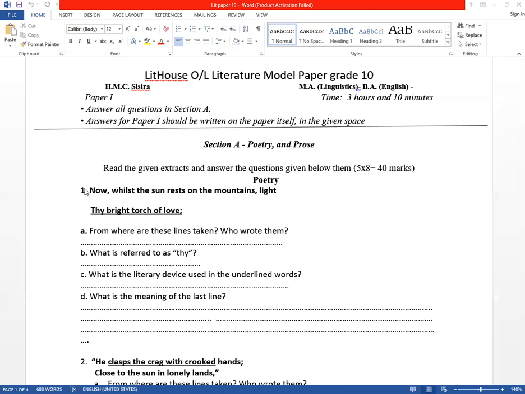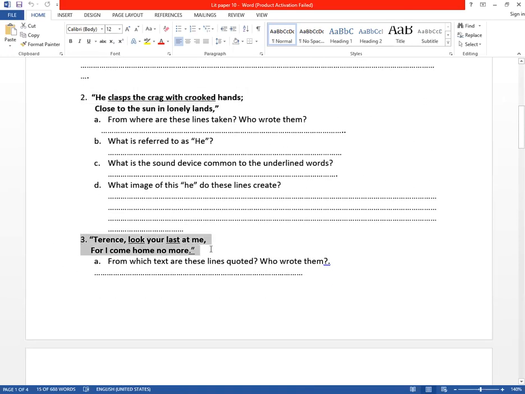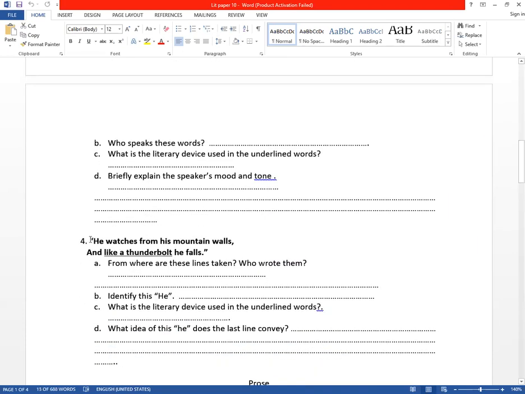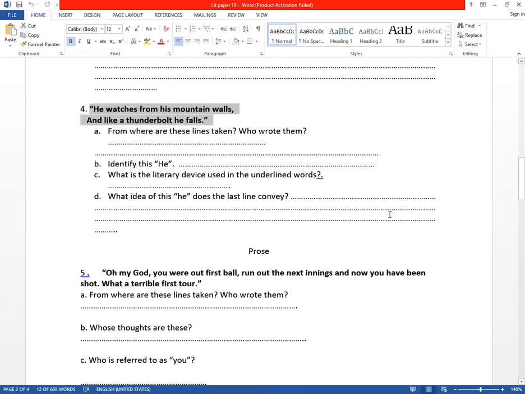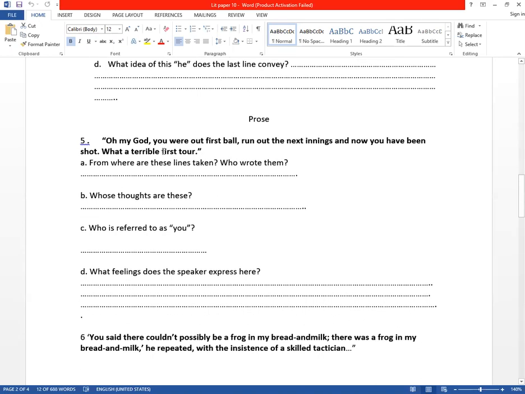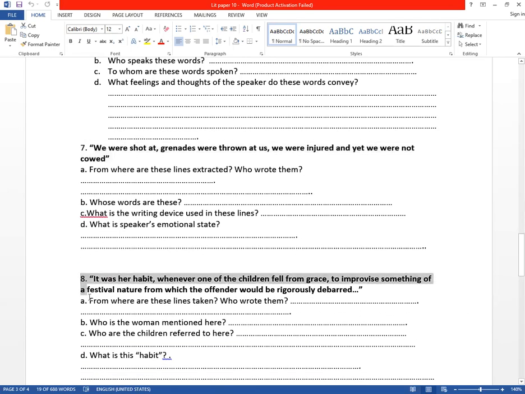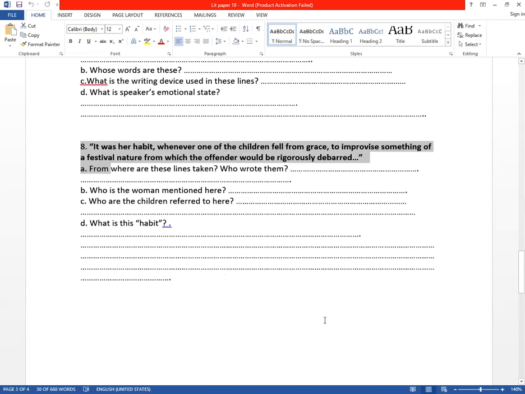Poetry, 1, 2, 3, 4, right. They are from poems. From the 3 poems you have studied so far. Then prose items from the short story and the Lahore attack. 1, 2, 3, 4. All together, 8 contest questions. 8 contest questions means 40 marks.